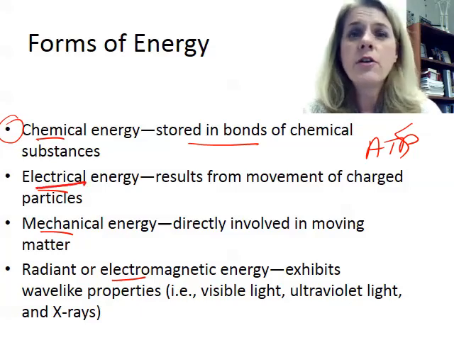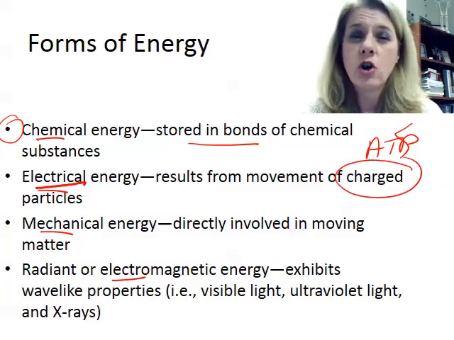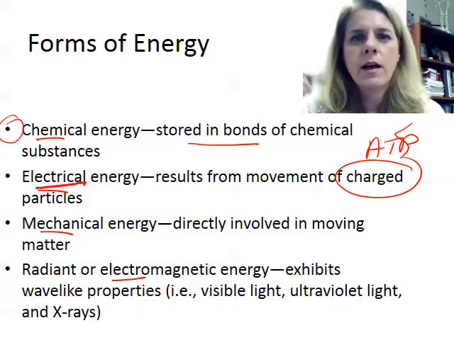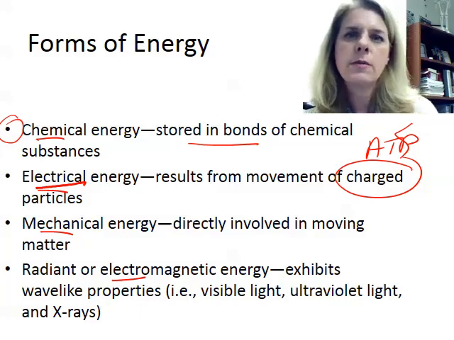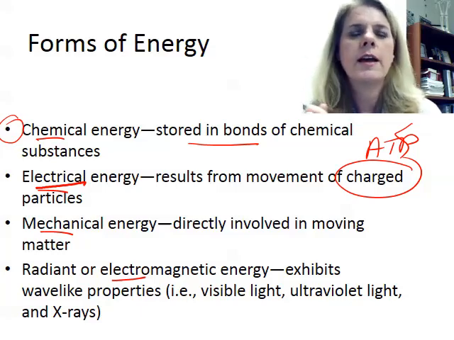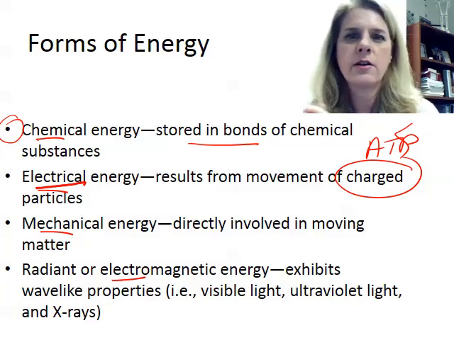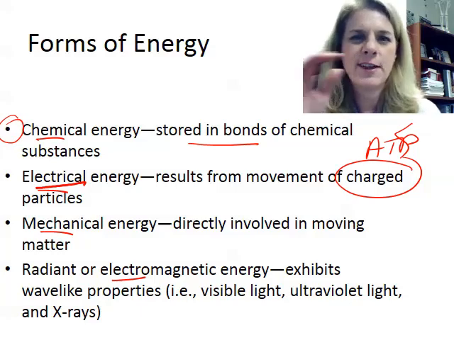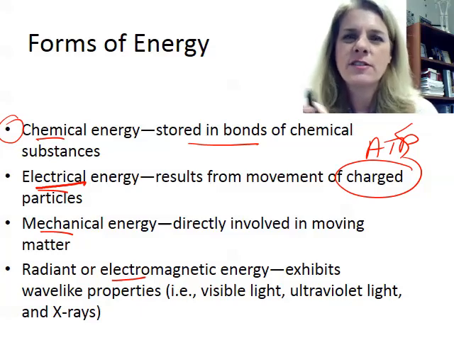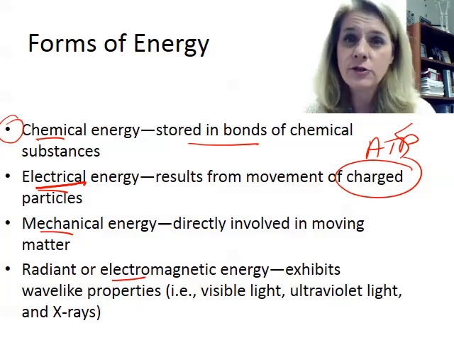Electrical energy. Our nervous system uses electrical energy. Just like you have electricity running down a power line, electricity is the movement of something that's charged. Your nerves basically run by allowing charged particles, sodium and potassium, to move and flow down the axon or down the long nerve. We'll get to all the terminology of it later. But the nervous system basically uses electrical energy.